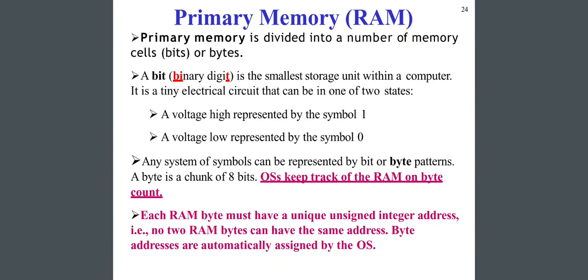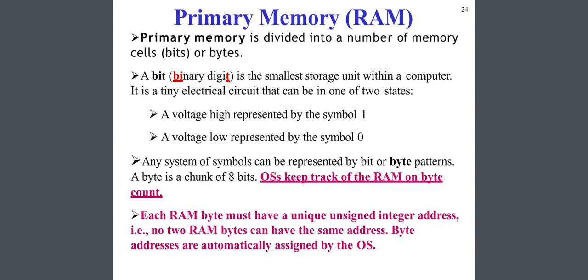Next topic, primary memory, RAM. Primary memory is divided into a number of memory cells, bits or bytes. A bit, binary digit, is the smallest storage unit within a computer. It is a thin electrical circuit that can be in one of two states, a voltage high represented by the symbol 1 and a voltage low represented by the symbol 0. Any system of symbols can be represented by bit or byte patterns. A byte is a chunk of 8 bits. So that means bytes are always greater than bits. So bytes are the larger one.